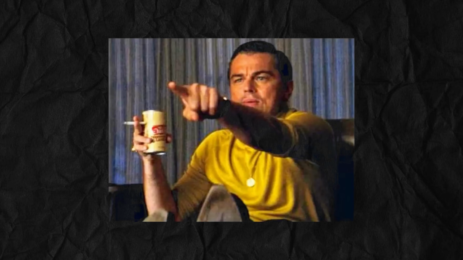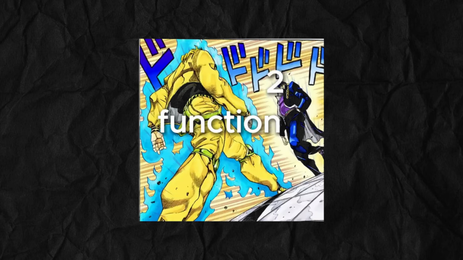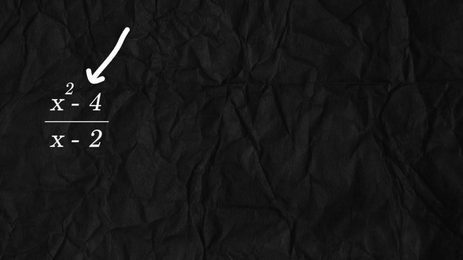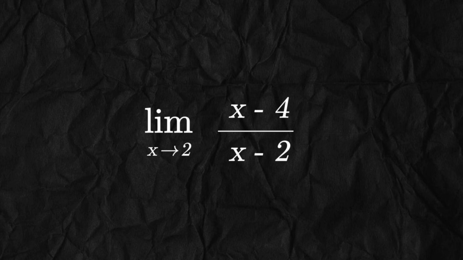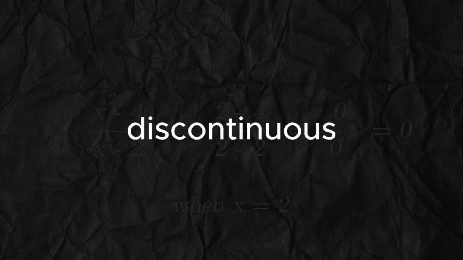What we do instead is that we find out what it does as it approaches 2, aka the limit. In this case, we can then plug in a number that is just over 2, which then gives us 4.1, and to prove we're right, we use a limit which gives us the number 4. Now, when we have a function that equals 0, it becomes discontinuous.